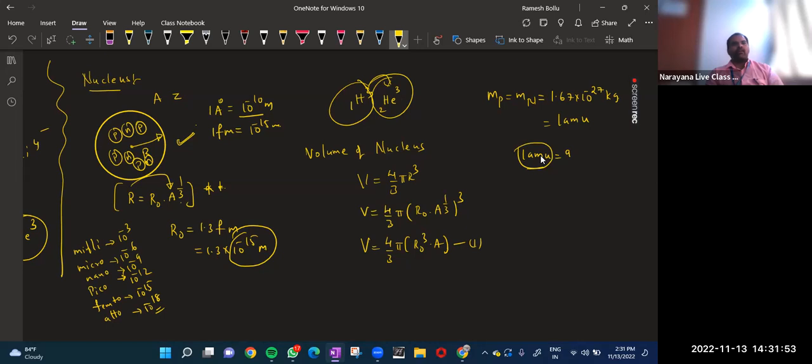Nucleus mass is not measured in kilograms. Mass of the proton equals how much? Mass of the neutron, how much? What is the smallest unit to measure the mass? AMU, one atomic mass unit.